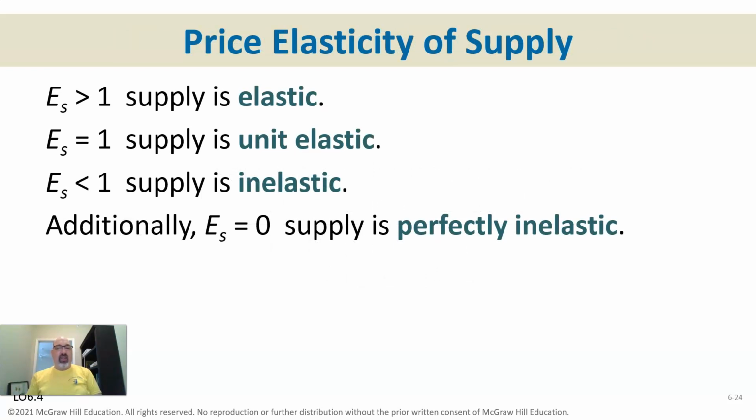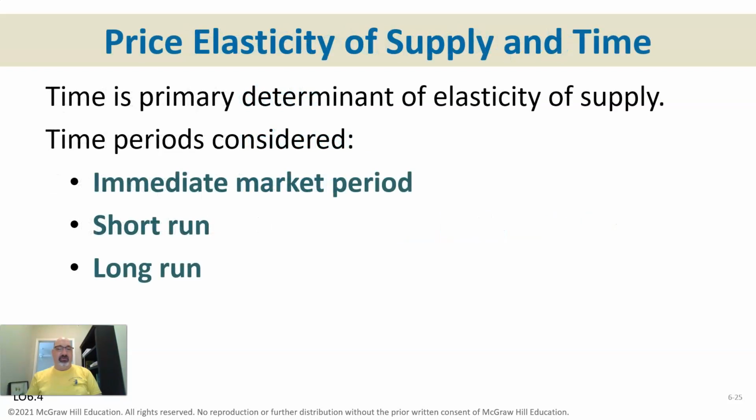So elasticity of supply, if it's greater than 1, supply is elastic. If it's equal to 1, it's unit elastic. And if it's less than 1, it is inelastic. Also, if it is equal to 0, it is perfectly inelastic, and it's going to be a vertical line. So on this one, time is the primary determinant of elasticity of supply. There are 3 time periods considered: the immediate market period, the short run, and the long run.